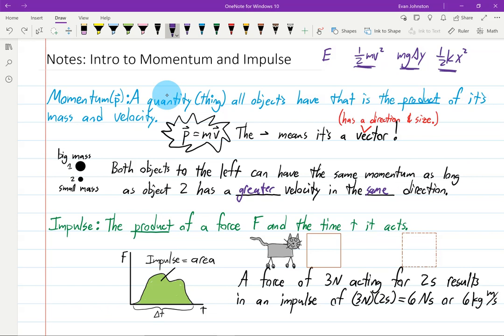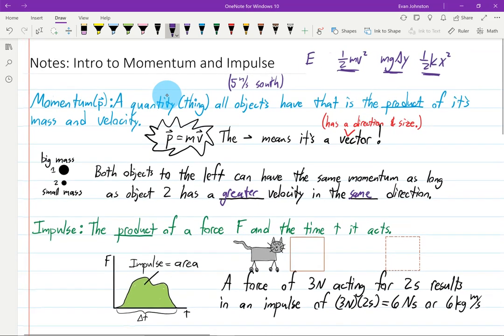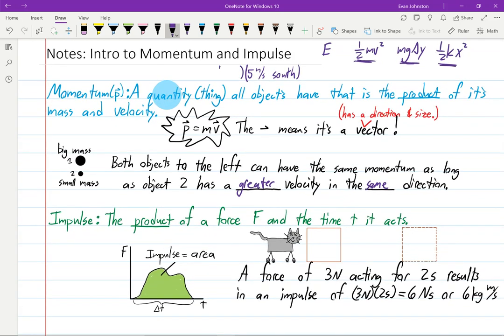So let's say you're walking 5 meters per second south. That's your velocity. You have a mass of, let's just make an easy number, 100 kilograms. Well, your momentum is equal to your mass times your velocity. You're going to get 5,000, right? And now we get kilogram meters per second, and that has a direction, so we have to include south. So really easy. It's just multiply m, multiply v, you got it.